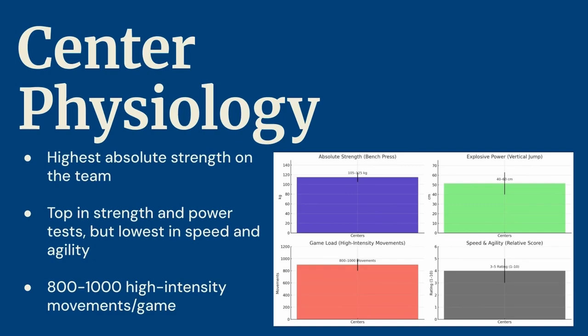Center physiology. Centers typically display the highest absolute strength on the team. They are the top in strength and power tests, but typically the lowest in speed and agility. And again, they are the lowest in high-intensity movements per game, at around 800 to 1,000.